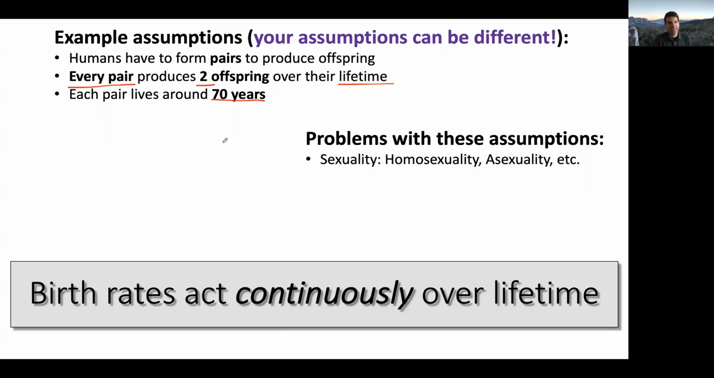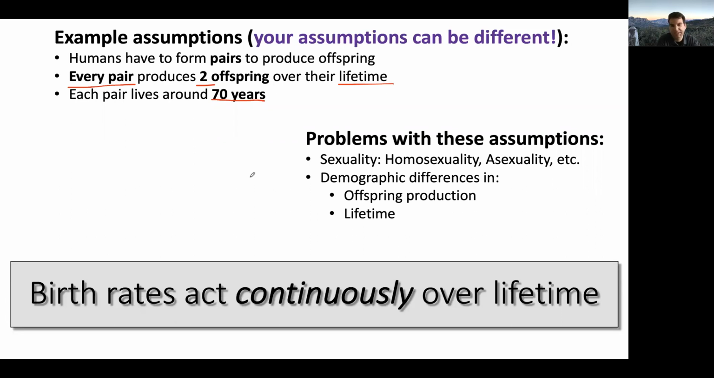All right, so back to the modeling thing here. We have problems with the pairing assumption. There are also demographic differences in offspring production. Low socioeconomic status might have different production of offspring than high socioeconomic status. Low socioeconomic status might have different average lifetimes than high. And you don't necessarily have one pair that produces offspring for one whole lifetime. You can have multiple pairings. So there are all of these things that add more realism to our model, but we need somewhere to start.